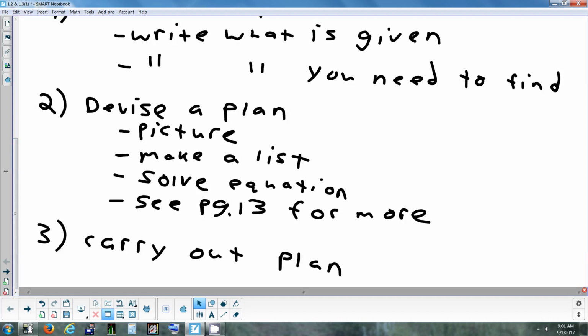If you're going to draw a picture, now start drawing your picture. And then maybe if you're drawing a picture of a triangle, you're going to use the Pythagorean theorem and solve that equation at some point. It's just some very, very general suggestions. And as we go through some problems today, I'll ask you which one of these methods or another method is helpful for what we're trying to solve.